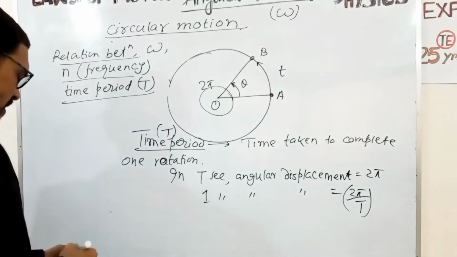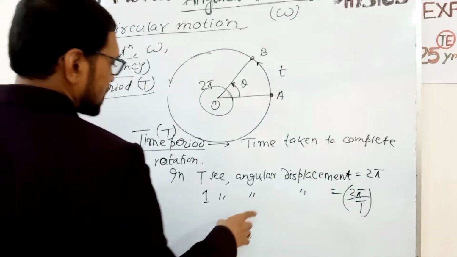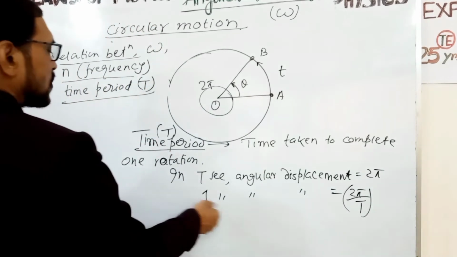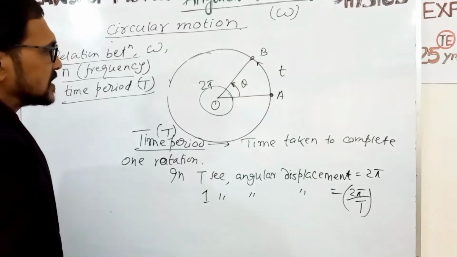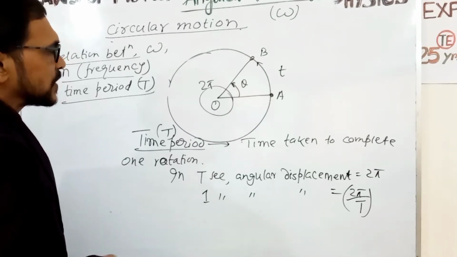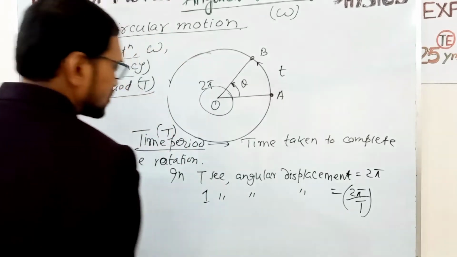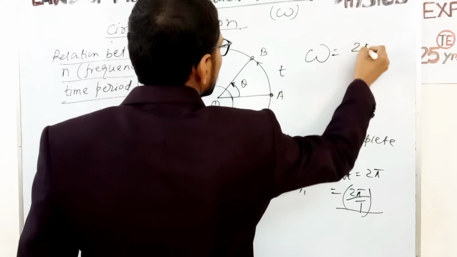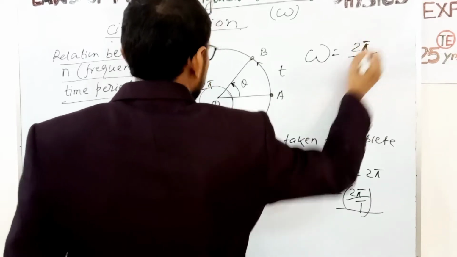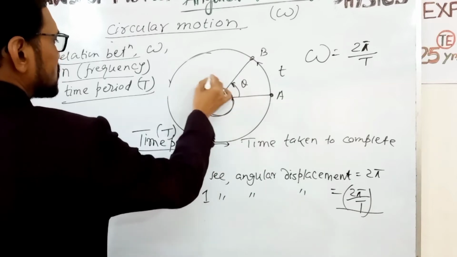We know that the angular displacement or angle produced in 1 second is the angular velocity, just as linear displacement per unit second is linear velocity, and angular displacement per unit second is angular velocity. So we define omega equals 2 pi by t, if t is the time period. Time period means the time taken to complete one rotation, and in one rotation the angle produced is 2 pi.